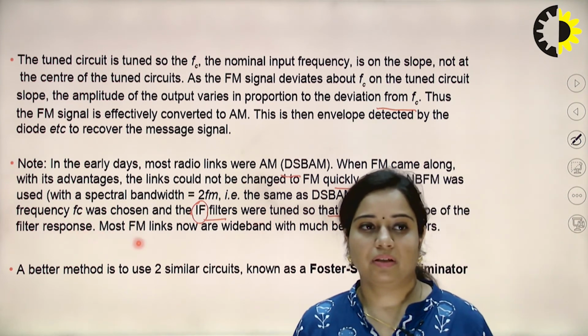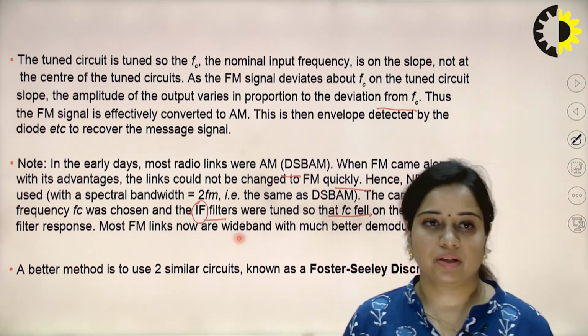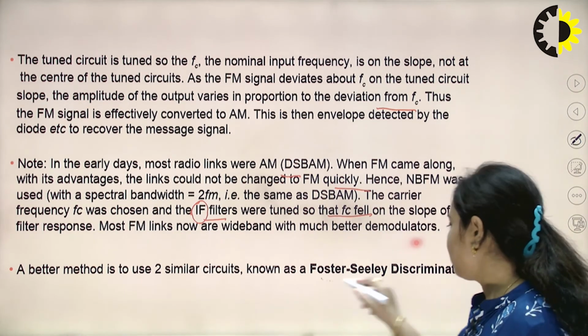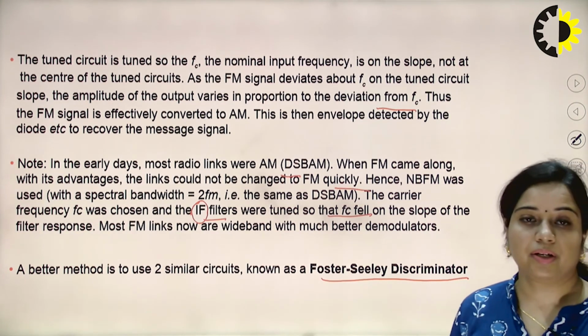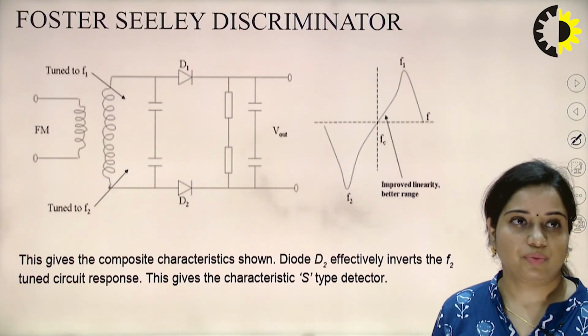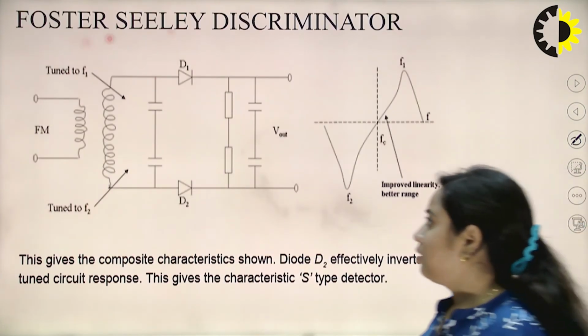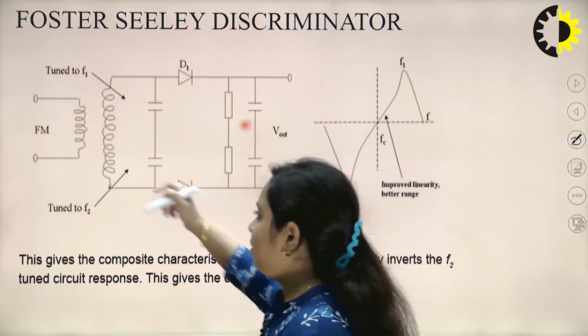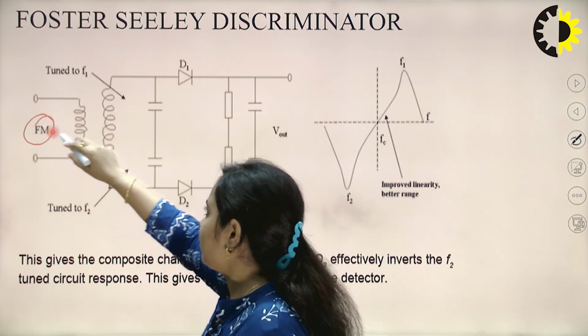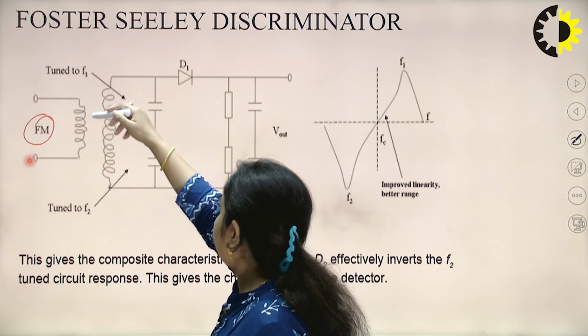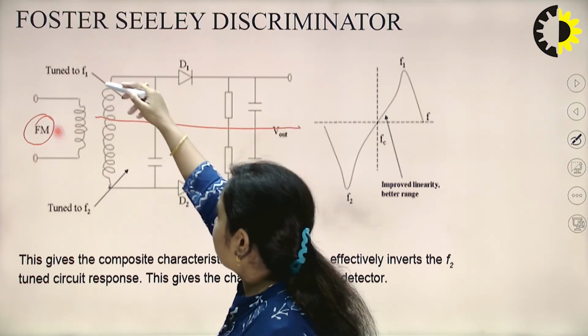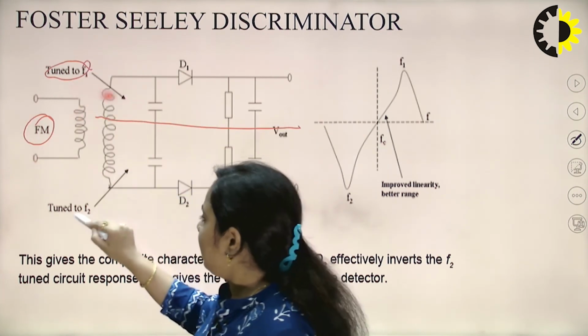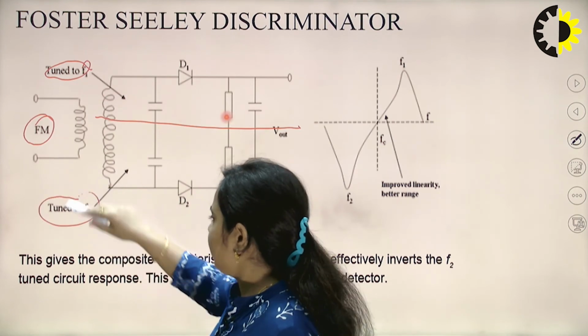So a better method is to use two similar circuits, that is known as the Foster-Seeley discriminator. That is a very important kind of discriminator that we are seeing. So this is the demodulator. To the demodulator, the input will be an FM signal. Now the upper half of this particular circuit, as you can see, is tuned to frequency F1 and the lower half is tuned to frequency F2.